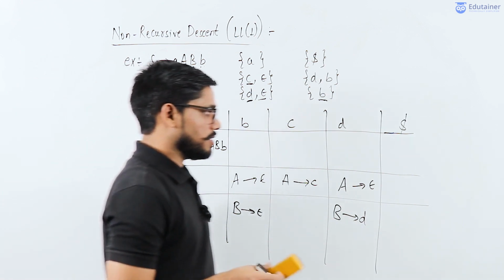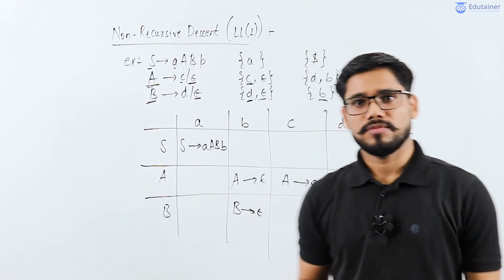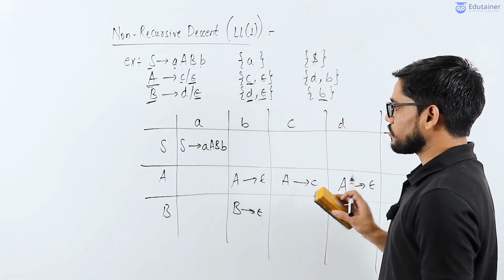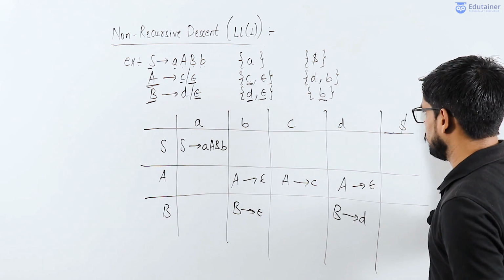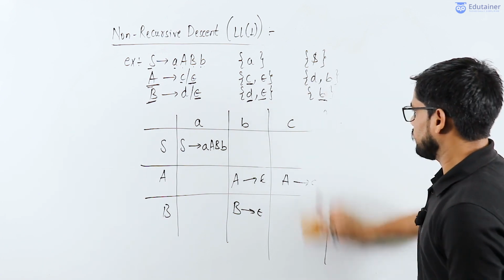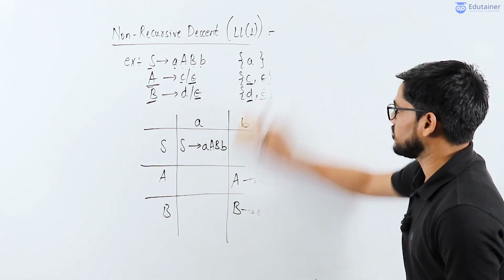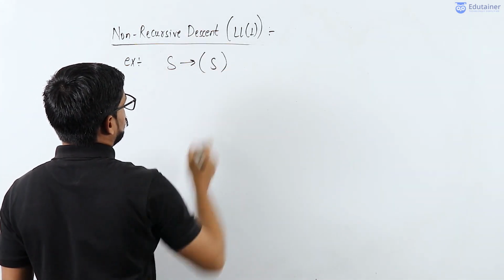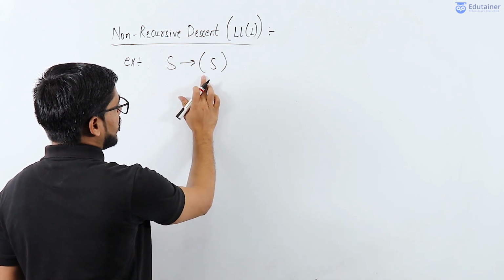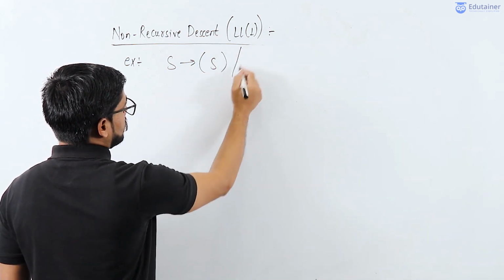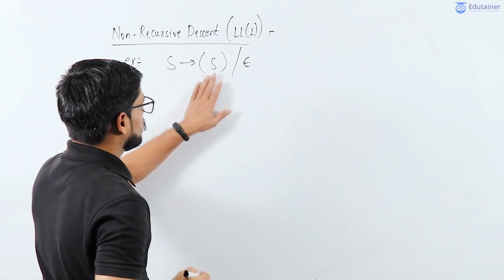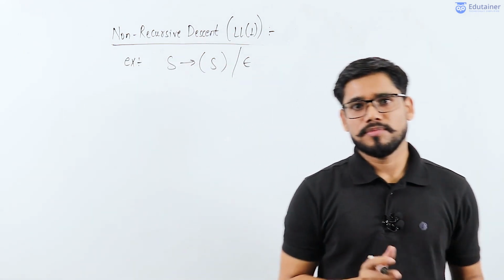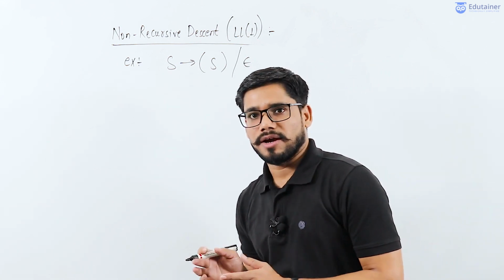Similarly, you can construct many LL1 parsing tables for each grammar. Let's take one more example for better understanding. S derives open bracket S close bracket, or simply epsilon. This grammar will generate balanced parentheses, meaning the left bracket is balanced by the right bracket.